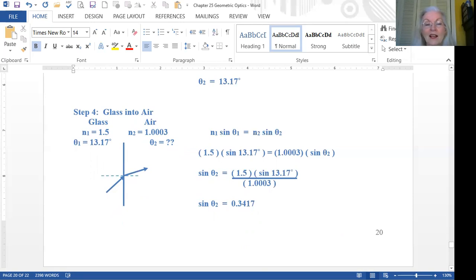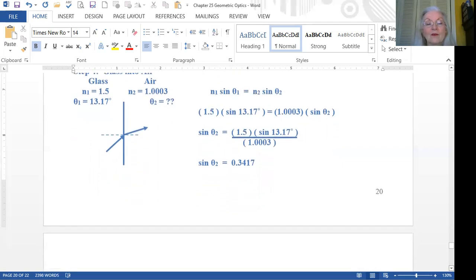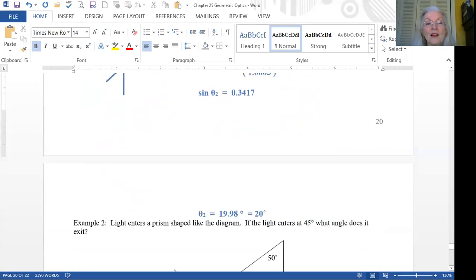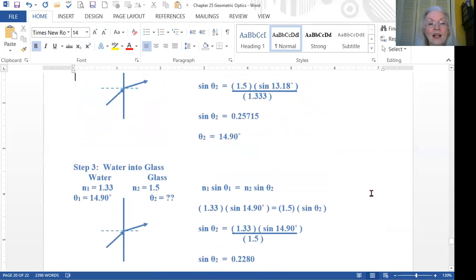0.3417, and surprisingly enough, when we scroll down, you will see that the angle we exit at is also 20 degrees. You should remember that that's the same angle we started at.